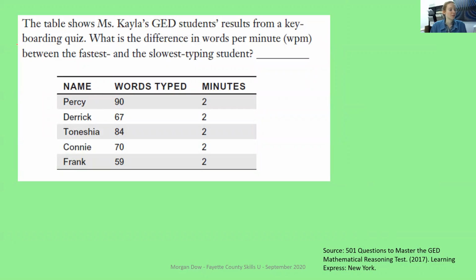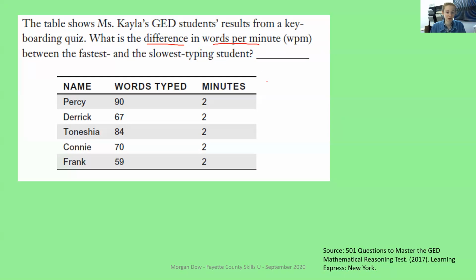All right, next problem. The table shows Miss Kayla's GED students' results from a keyboarding quiz. And keyboarding means the same thing as typing. What is the difference in words per minute, or WPM, between the fastest and the slowest typing student? Okay, so we want to know the difference in words per minute between the fastest and the slowest typing student. So first thing we need to do here is we need to figure out the words per minute for each student so that we can figure out who's fastest and who's slowest.